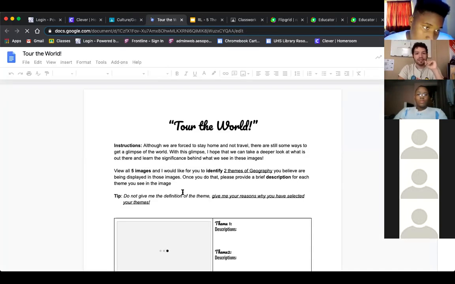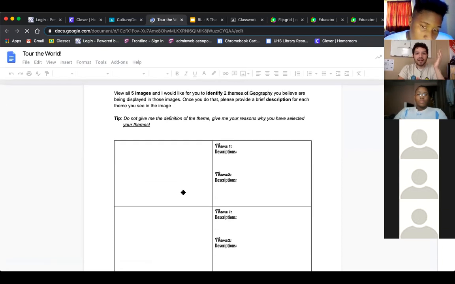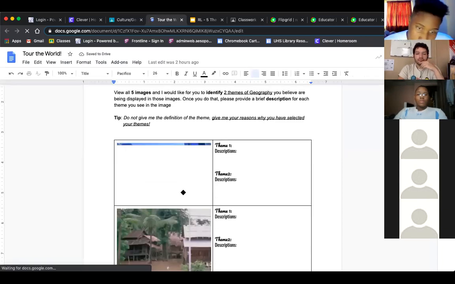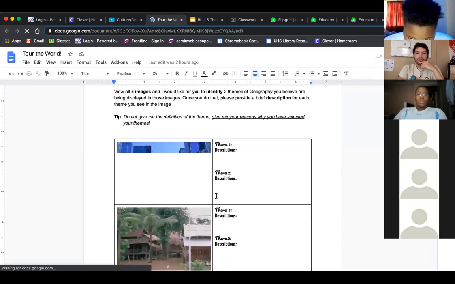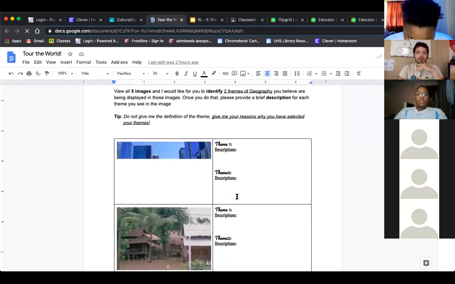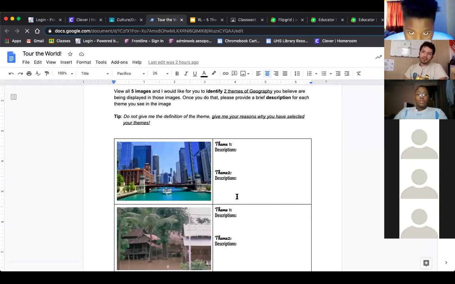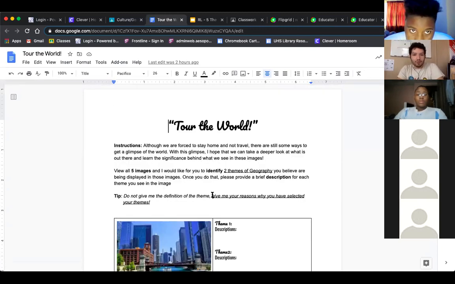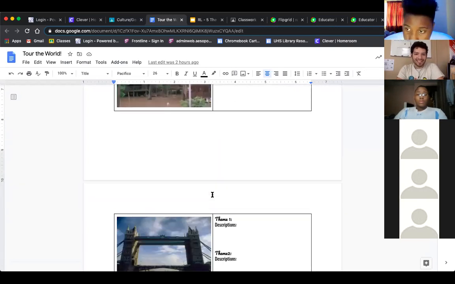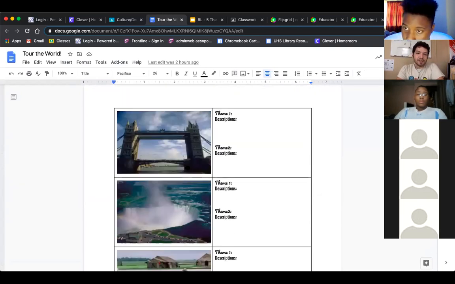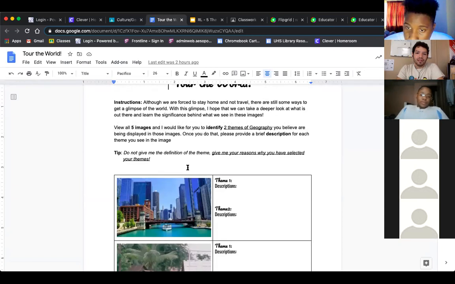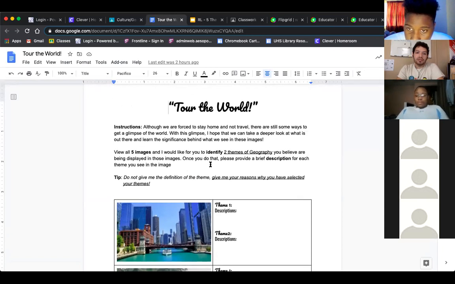So this is your task. You've got 5 different pictures, 5 different world pictures, because we're touring the world in a way. We're touring the world through our computer screens and Zoom and Google Docs. Fascinating. And so you have these 5 pictures here. What I want you guys to do is to identify 2 themes of geography. But hold on, Mr. Rodriguez, what are these 5 themes of geography?